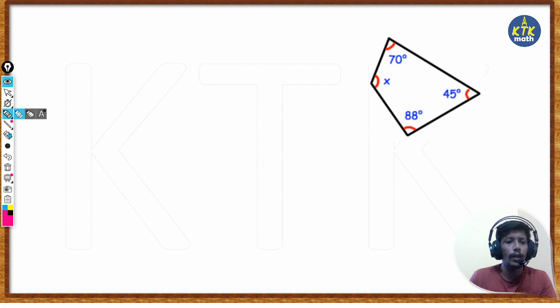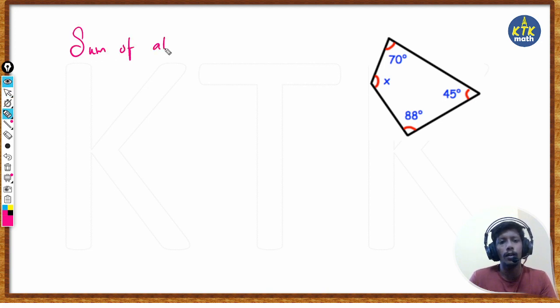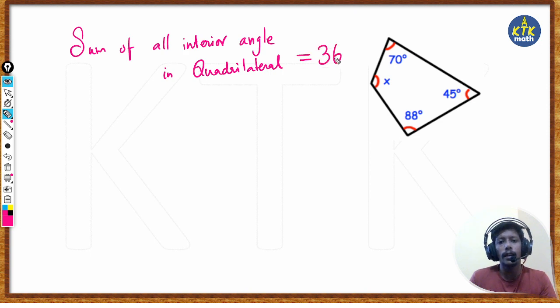360. So how we need to solve is, you first write: sum of all interior angles in a quadrilateral is 360 degrees. So based on the sides, you are going to write this. If they are giving 5-sided shapes, you need to write 540. 6-sided means you need to write 720 there. Okay, now next step, you add everything inside.